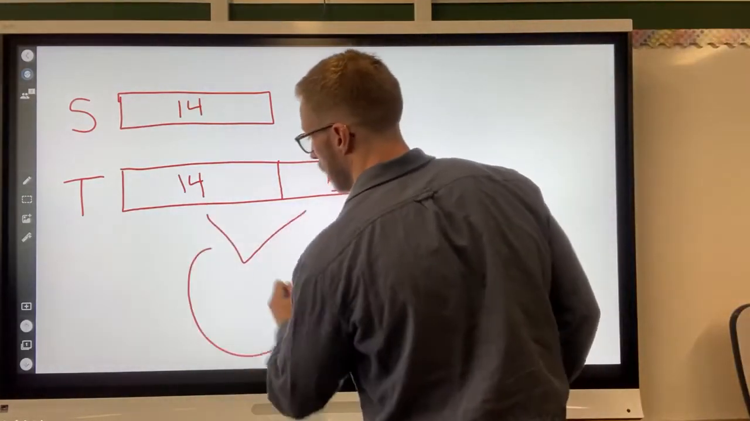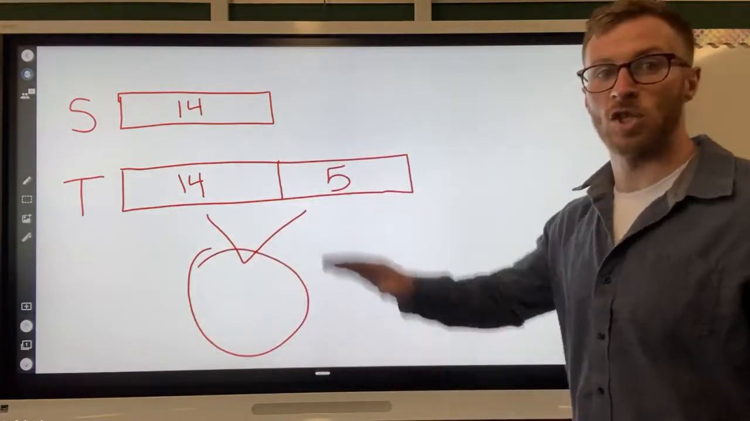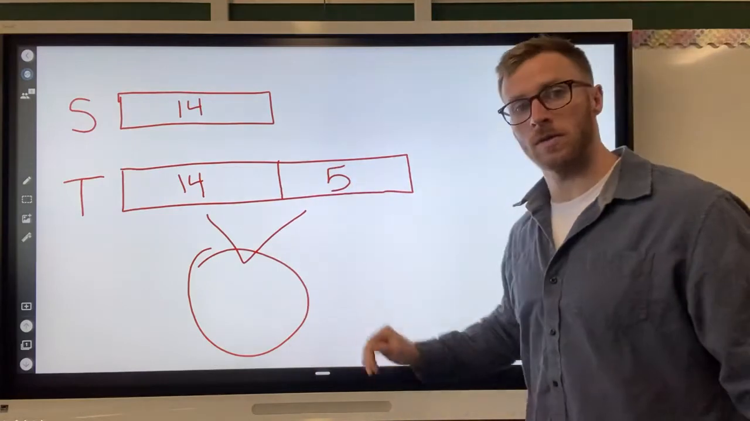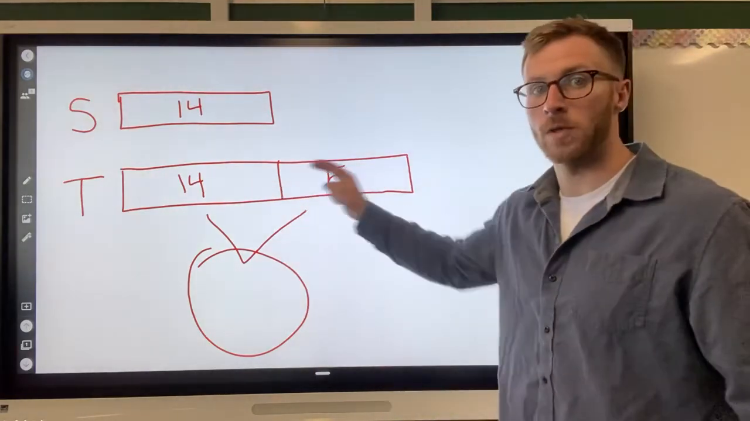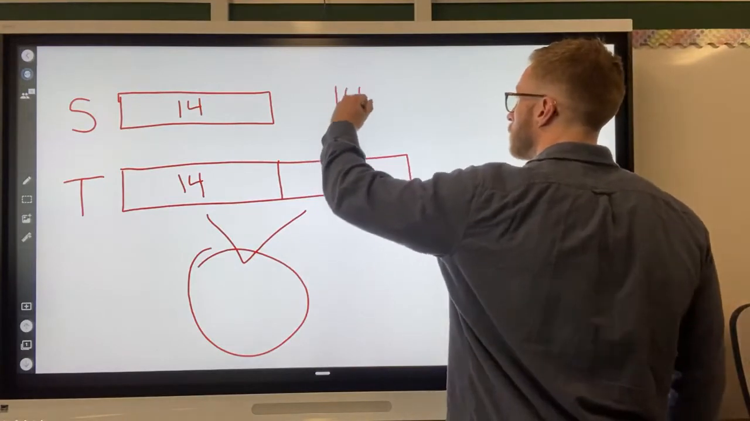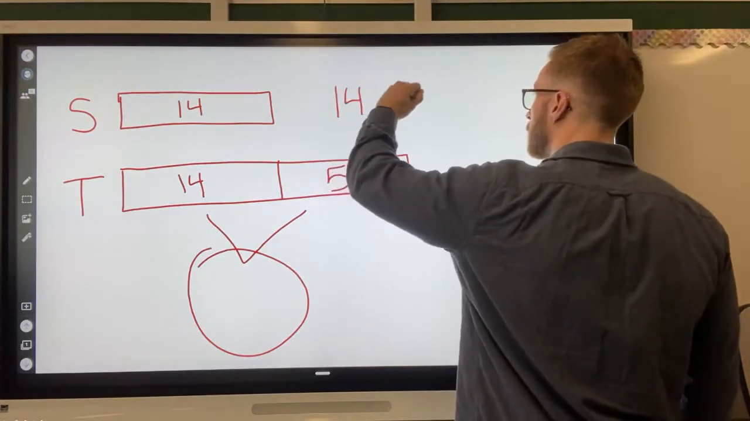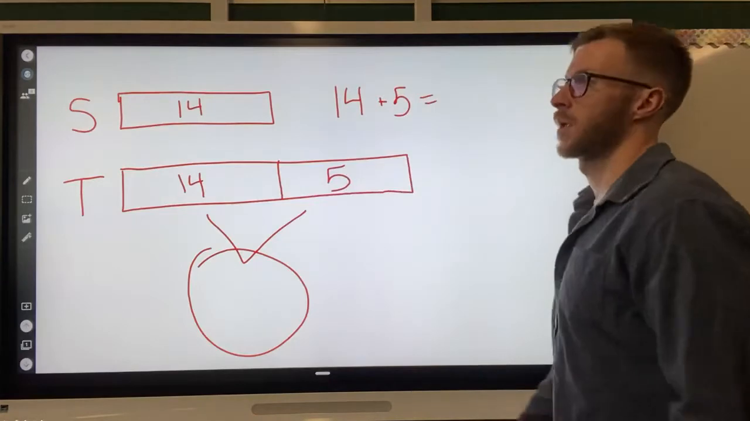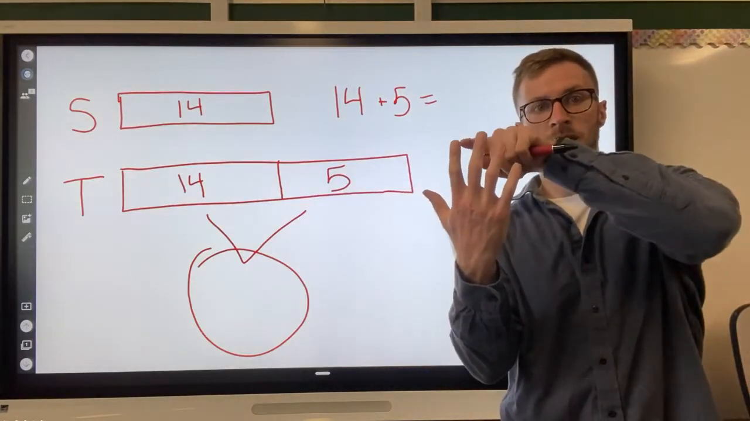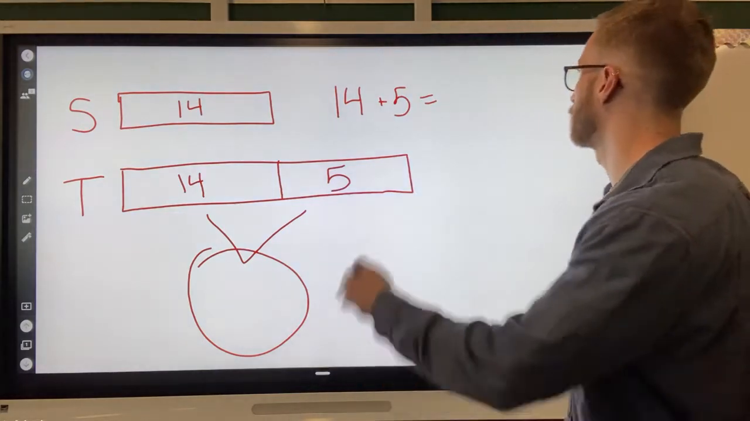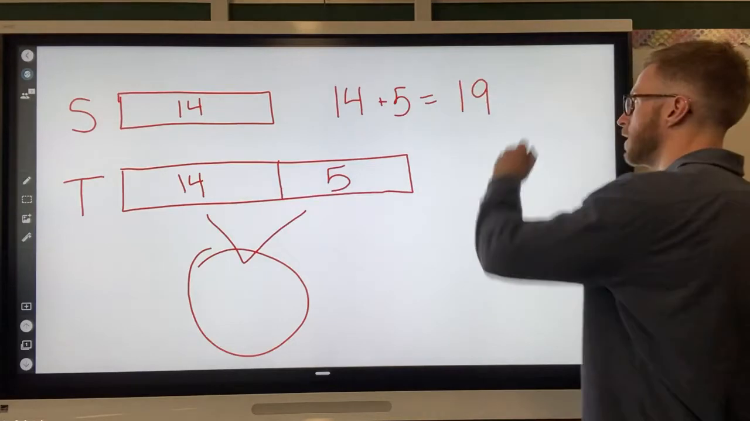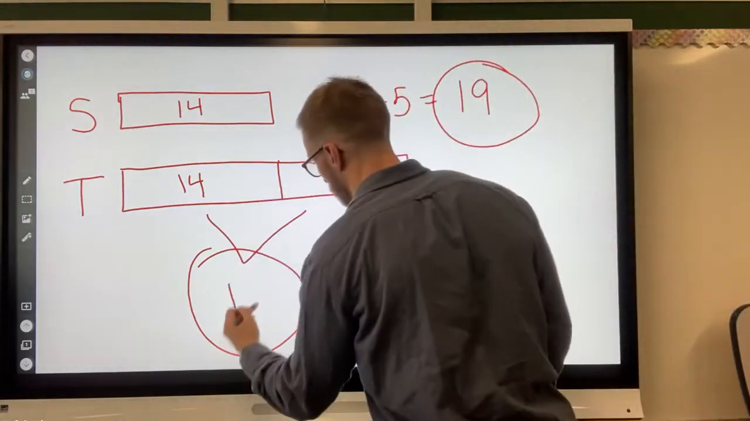And we want to know how many blocks Tamara used total, which means we need to find the whole. And we have 2 parts. And we have both parts. We do part plus part equals whole. So we'll do 14 plus 5 equals 14, 15, 16, 17, 18, 19. Our answer is 19.